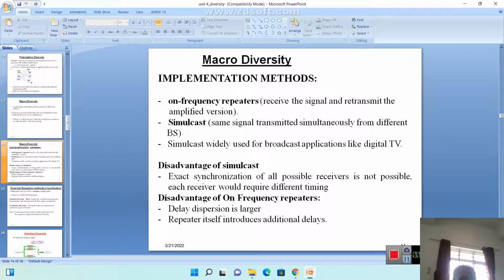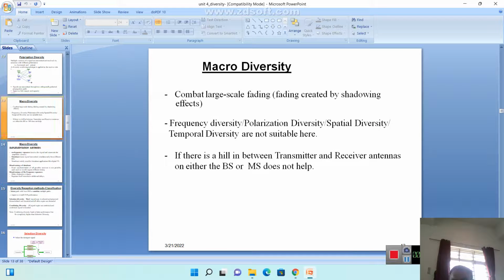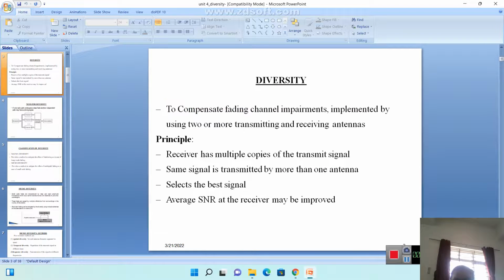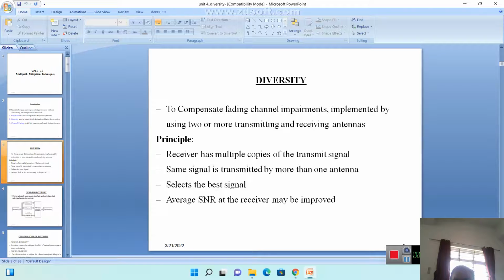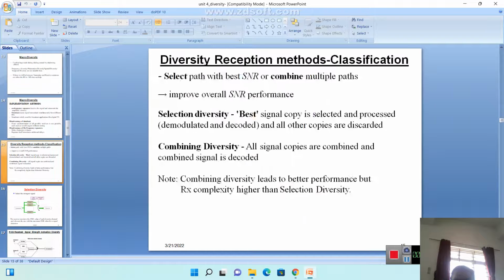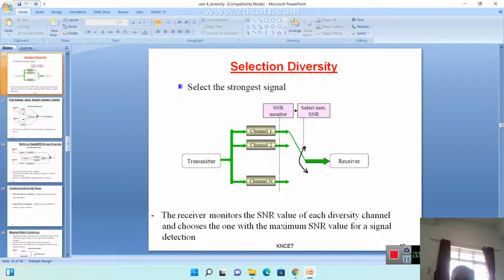Once again, we are going to discuss the spatial selection diversity. What is meant by selection diversity? Select the strongest signal. A signal that is not the strongest is not used for selection diversity.